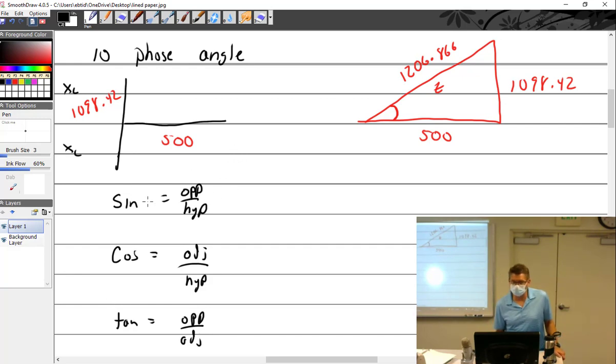Okay, so if you wanted to use the sine key on your calculator, what is the opposite? What number is that? Okay, remember that the opposite is all the way over here. It's the opposite side. So that is 1098.42 divided by the hypotenuse, 1206.866.